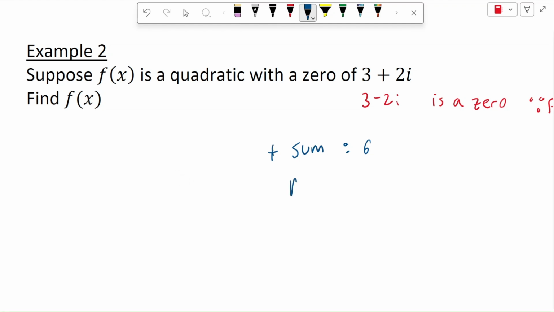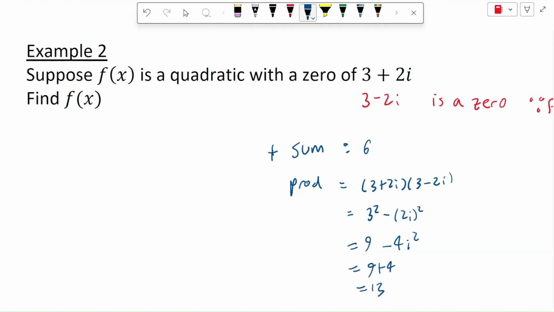And the product, so that's going to be 3 plus 2i with 3 take 2i. So you're going to get 9. Well, the middle terms will cancel out. This is actually a difference of squares. So you're going to get 2i squared. And I might actually write that as 3 squared there for completeness. But essentially this just becomes 9 take 4i squared, or 9 plus 4, which is 13.